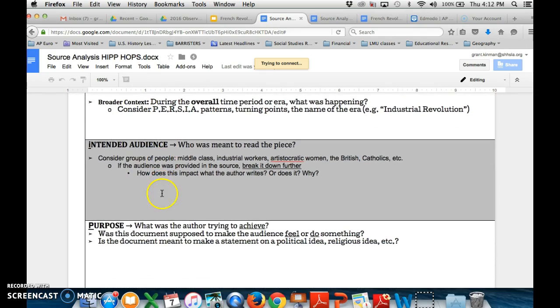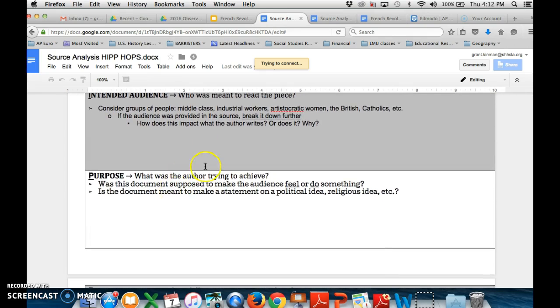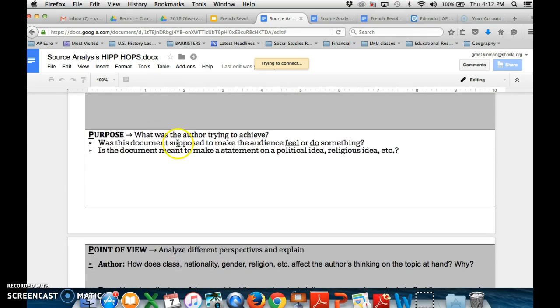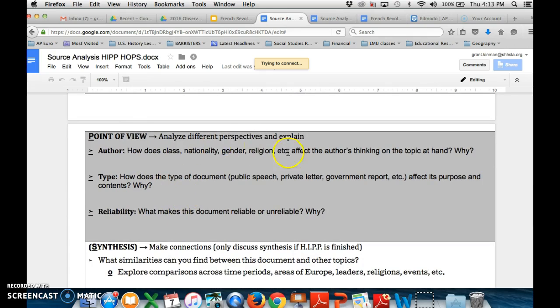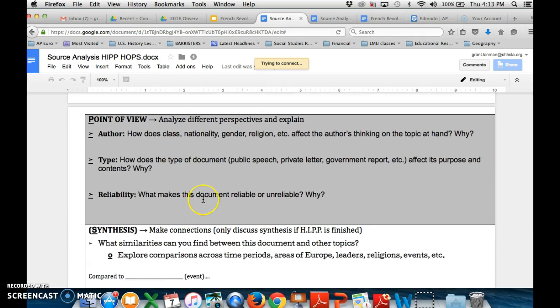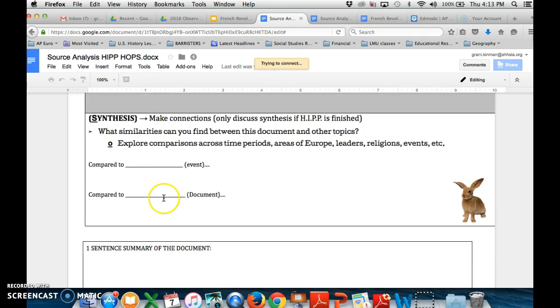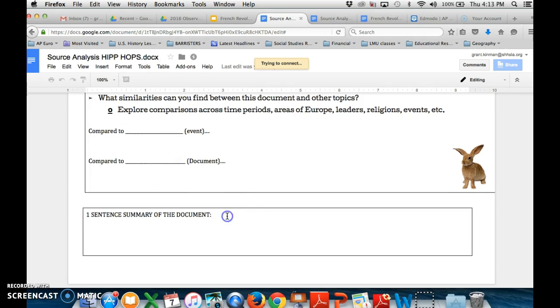Historical context, what do you know? Intended audience, what do you know? Who do you think they write for after reading the document? Purpose, what are they trying to achieve? So use the questions to guide you. Point of view, analyze different perspectives and explain. Think about the author. Synthesis, and then a one-sentence summary of the document.